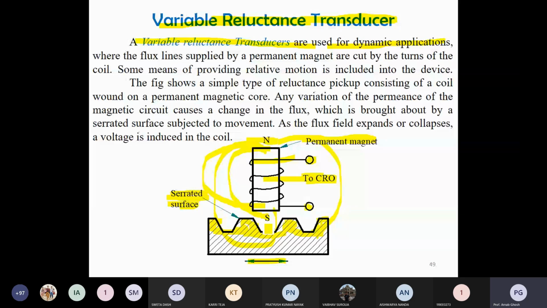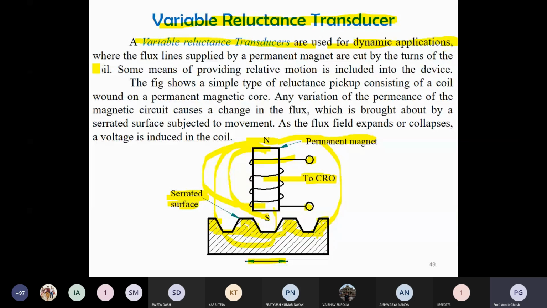Okay, so then what happens with the variation of the air gap? Definitely you can see that in the CRO the reading will be different. It is responsible for the changes of your inductance. Sorry, it is observed due to the variation of your armature surface. Okay, a variable reluctance transducer is used for dynamic applications.